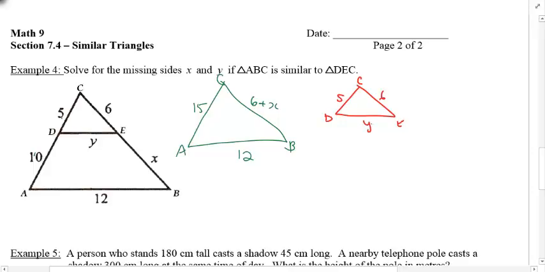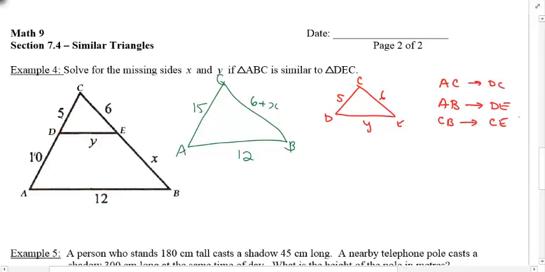So once again, what are the corresponding sides? And if you said AC corresponds with DC, I'm happy. If you said AB corresponds with DE, I'm also happy. And if you said CB corresponds to CE, I am very, very happy.